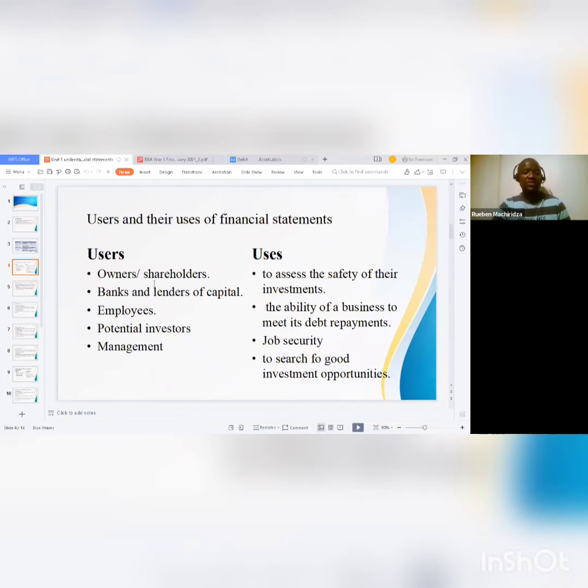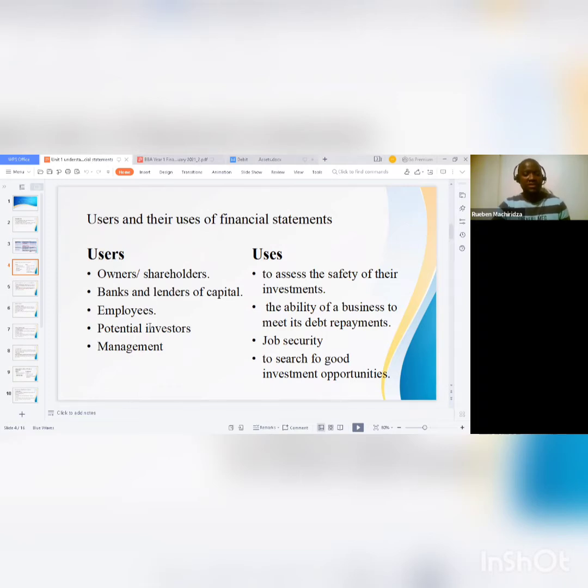We can have internal users and external users. So the stakeholders of a company can be internal and external. When I say stakeholders, I mean those people who have interest in the business. So they can be internal or they can be external. External stakeholders are those that are not part of our business. They do not benefit anything from our profits or from our losses, neither do they lose anything, but they need to know our financial statements for specific reasons.